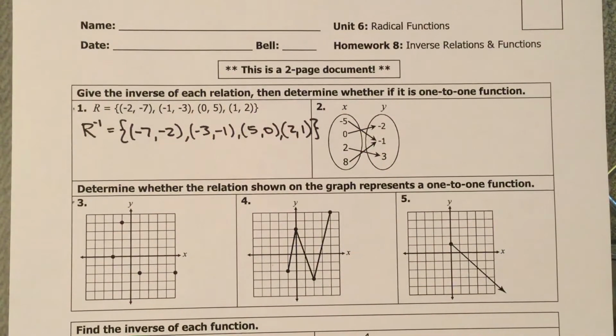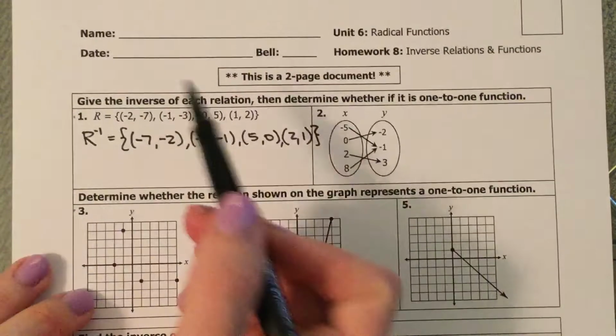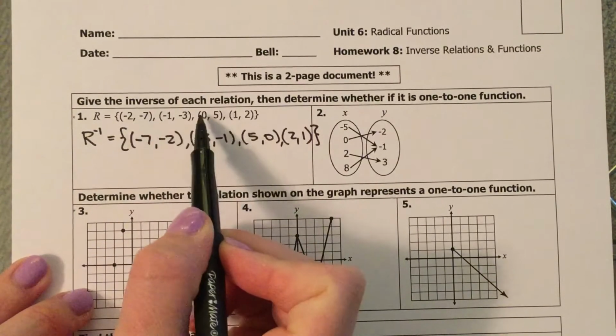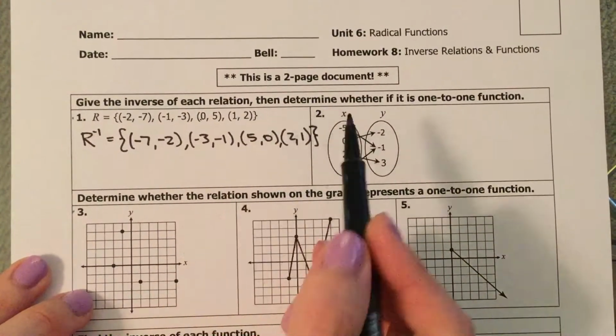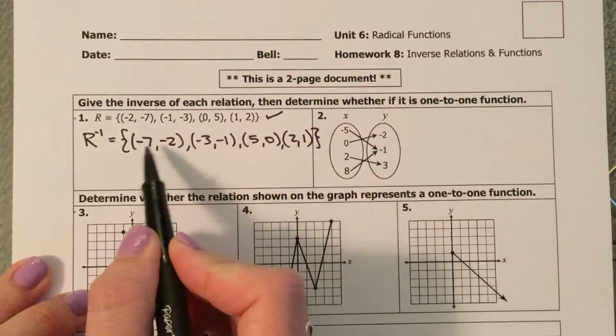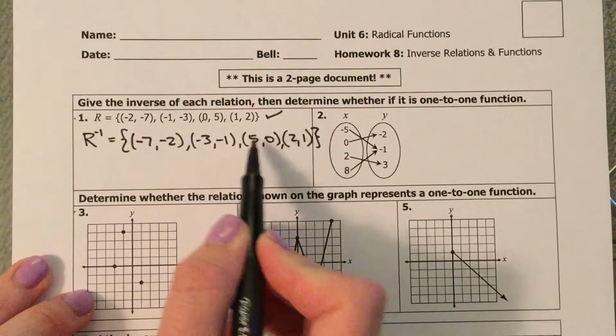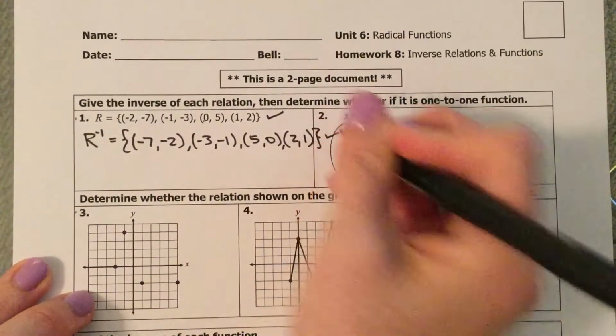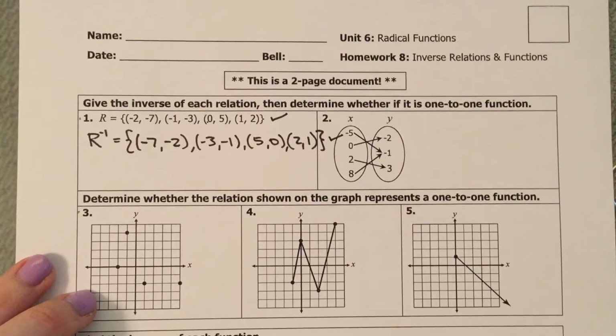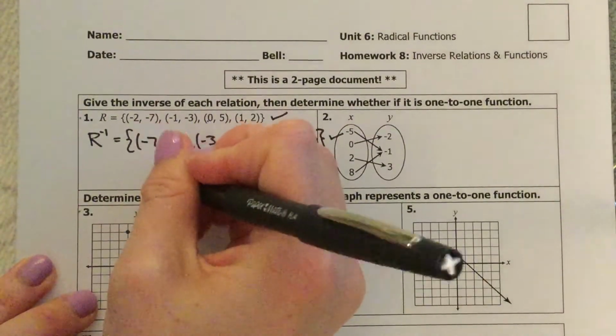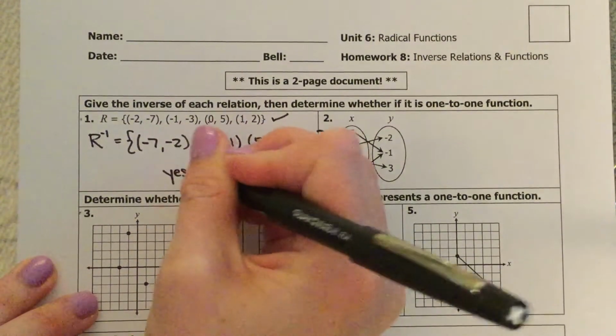So then determining if it's a one-to-one function, one-to-one means the original R is a function and the inverse is a function. So checking this one, looking to see if there are any repeat x's, and there are not. So this one is a function. And then check here to see if there are any repeat x values, and there are not, so this one is a function. So if the original and the inverse are both functions, then yes, it is one-to-one.